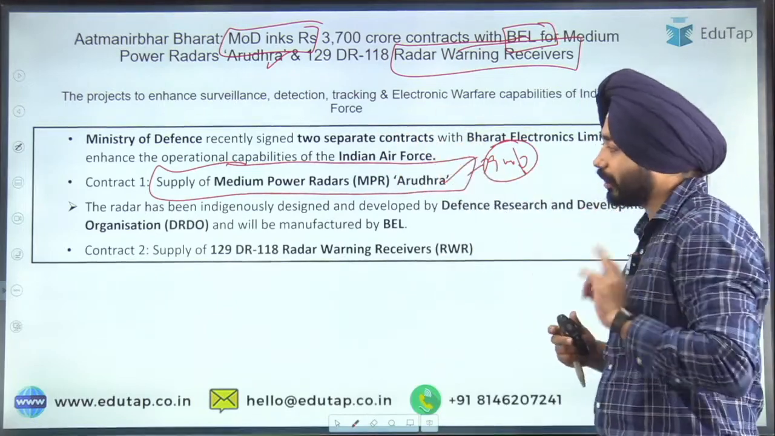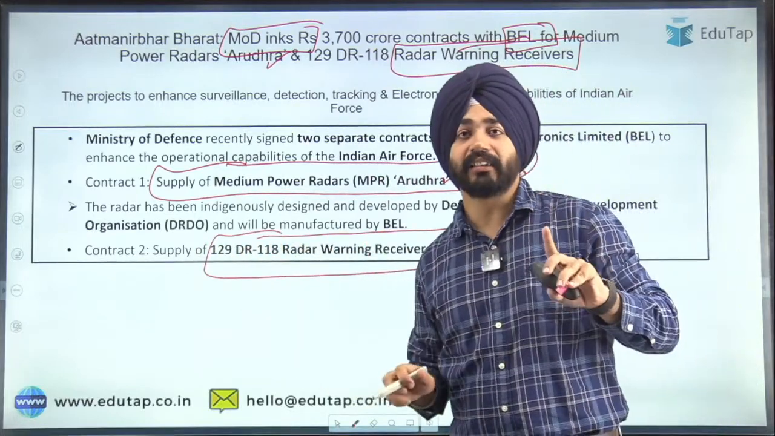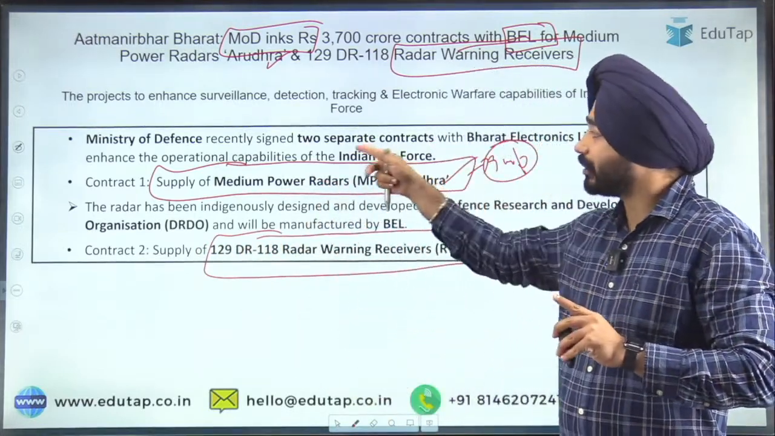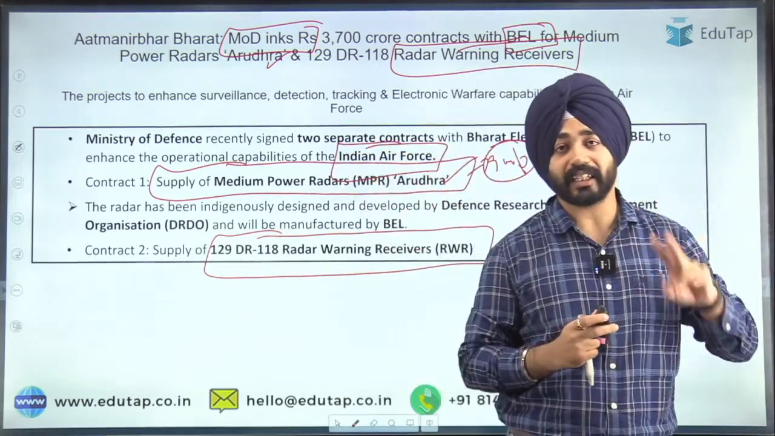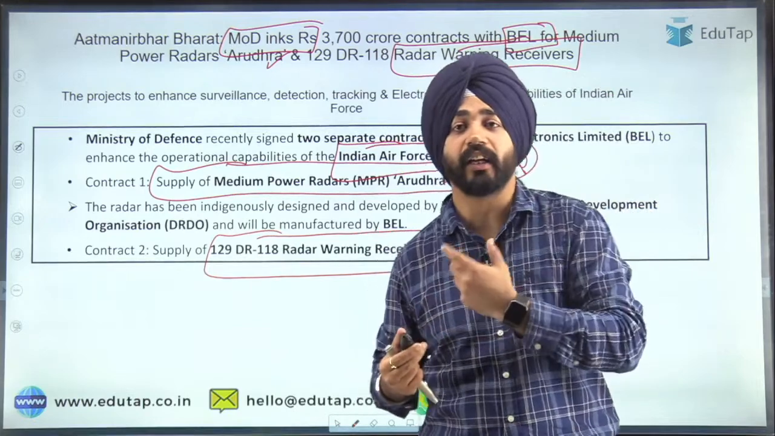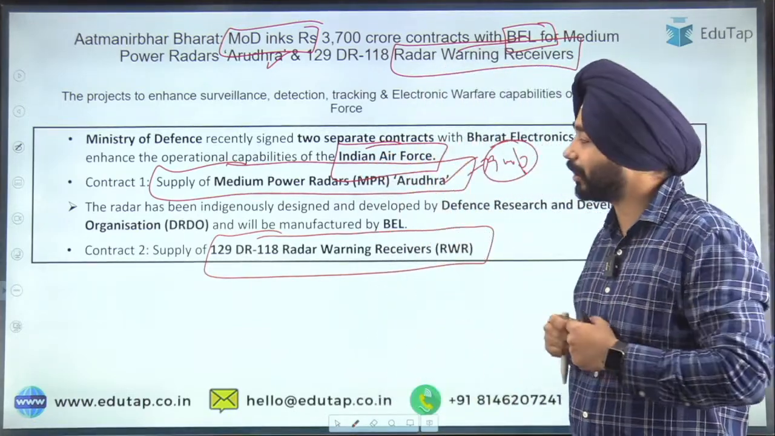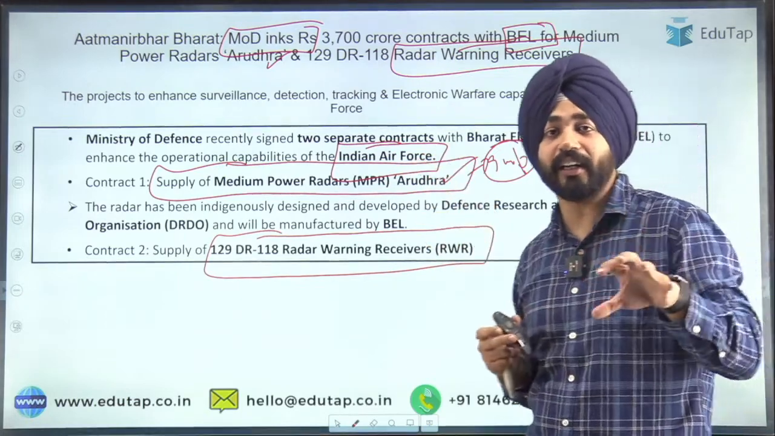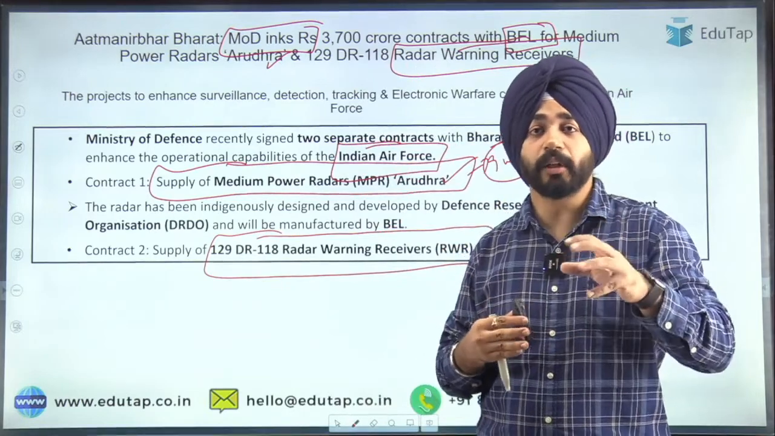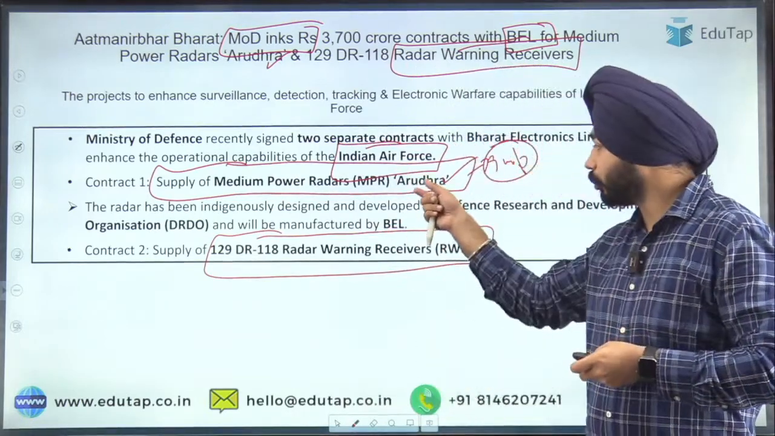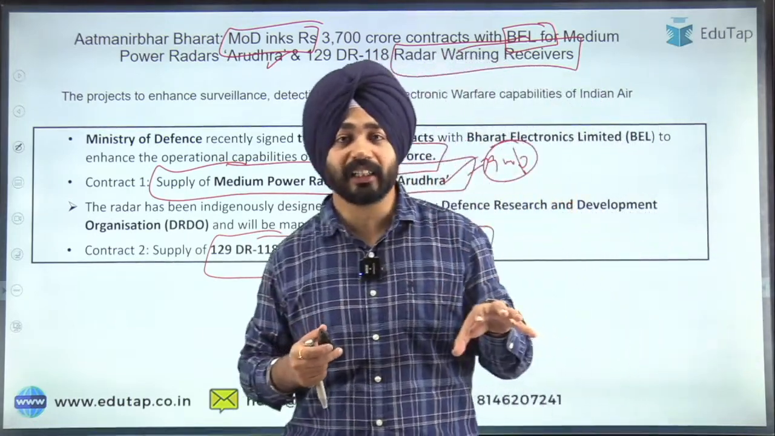And the second important thing here is this radar warning receiver. Now here, one very important thing: the Ministry of Defence has signed the agreement on the perspective of the Indian Navy. Sorry, Indian Navy, Indian Air Force. Pardon my tongue. Okay, so it is Indian Air Force here, not Indian Navy. The Ministry of Defence has signed an agreement with BEL for the Indian Air Force, where the system for Arudra and radar warning receivers has been started.